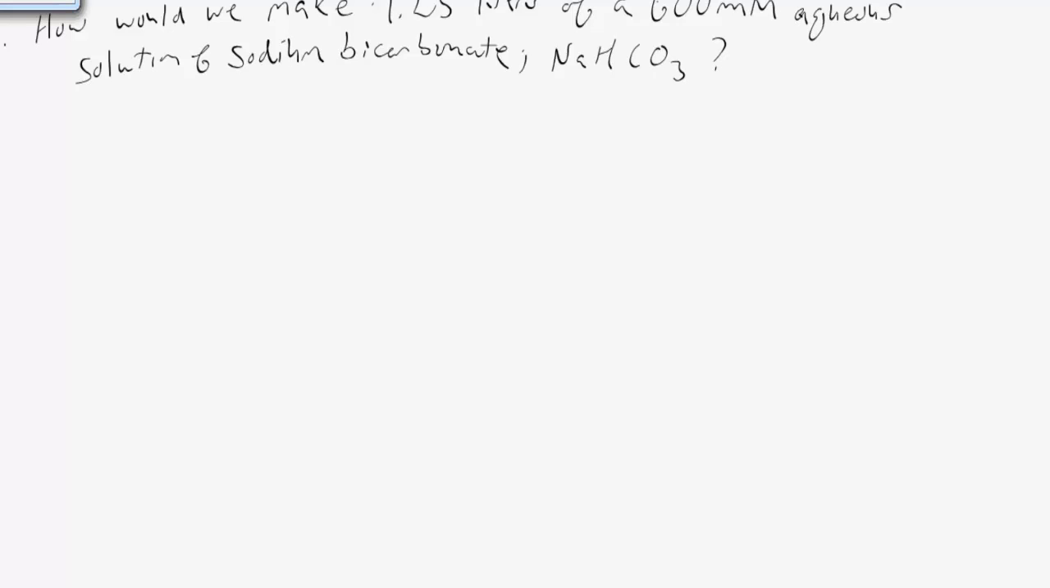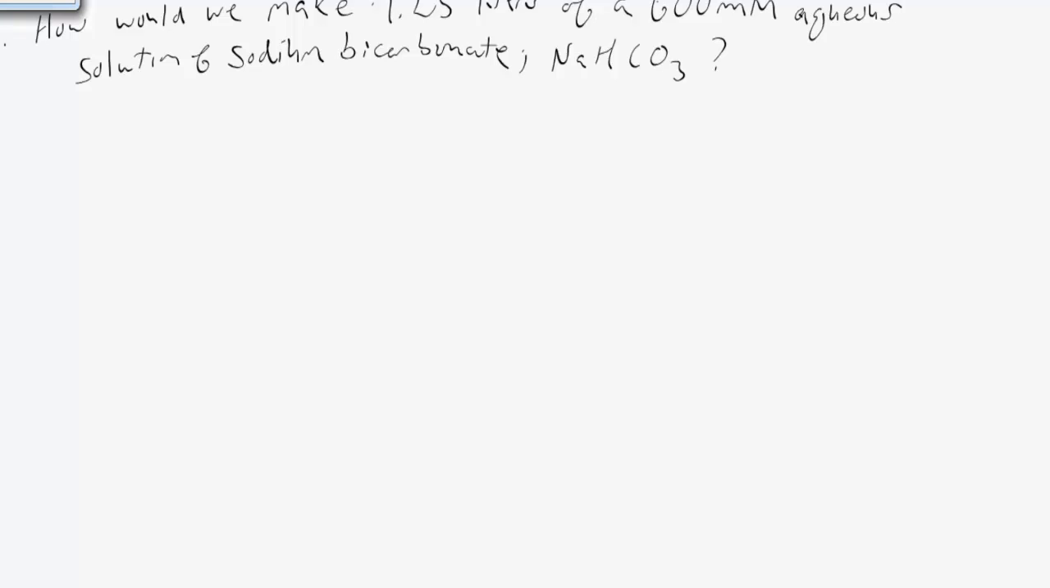Okay, so this problem asks us, how will we make 1.25 liters of a 600 millimolar aqueous solution of sodium bicarbonate? And we have then the formula for sodium bicarbonate is NaHCO3. So you look at these problems and, you know, we're going to be working with moles, so we're going to be wanting to know the molecular weight of sodium bicarbonate.